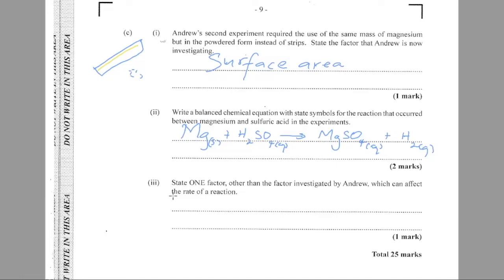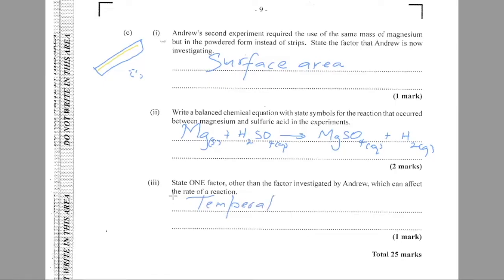State one factor other than the factor investigated by Andrew, which can affect the rate of a reaction. And please notice they did not give us any clue here. So we can't use surface area from C1 above. We'd have to state any of the other factors that could actually affect the rate of the reaction in this case. And we're looking at the reaction that Andrew is actually looking at, magnesium and sulfuric acid. So surface area or particle size is out. So the next thing would be temperature.